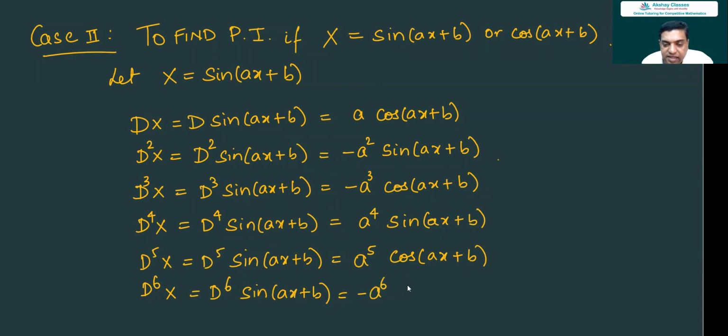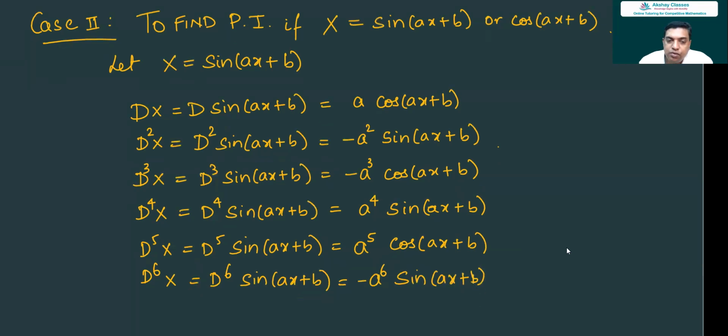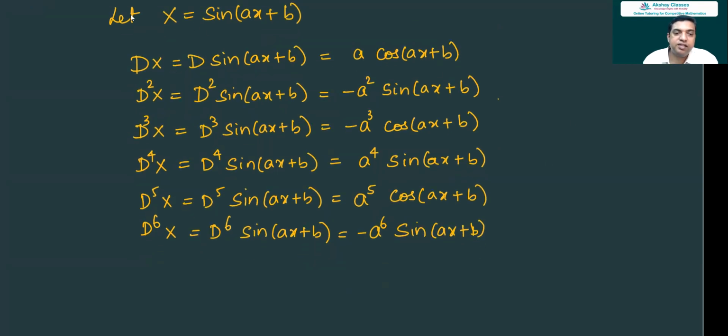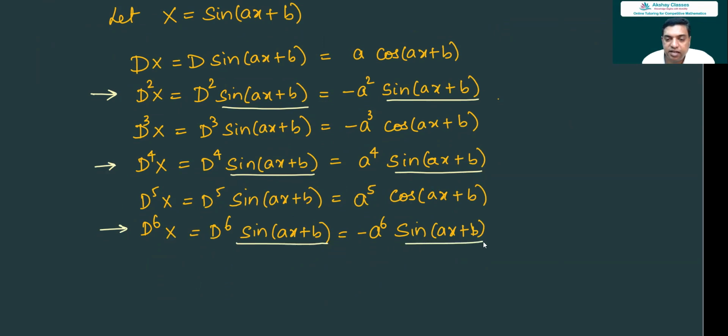Derivative of cos is minus sine. So you see, we are interested in these, where sine is retained by sine. But you see, fourth power, eighth power will have positive sign, but second power, sixth power will have negative sign. Pattern repeats.